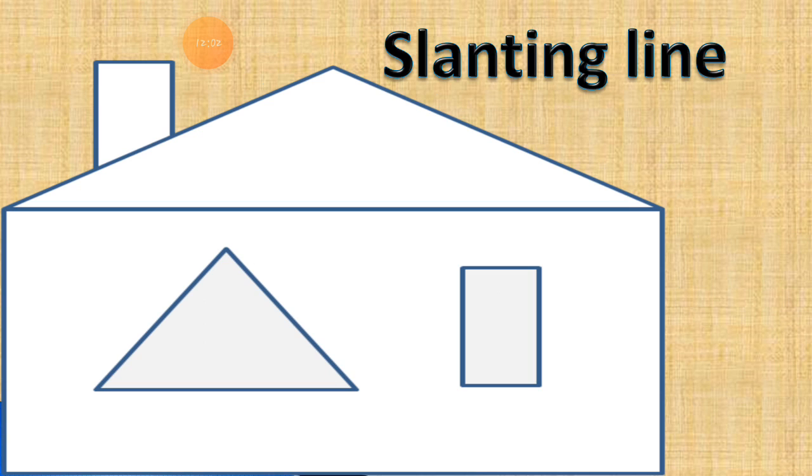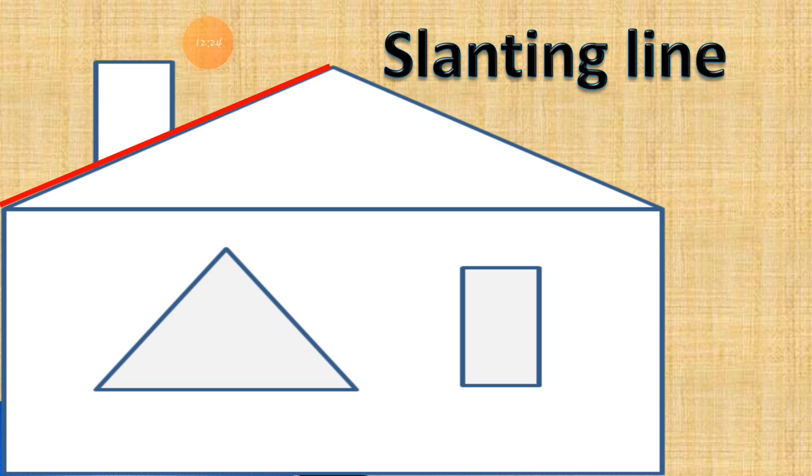So students, let's move to the counting of slanting lines. Let's start counting how many slanting lines are there in the house. I draw a red line on the slanting line. You can see here is a red slanting line.